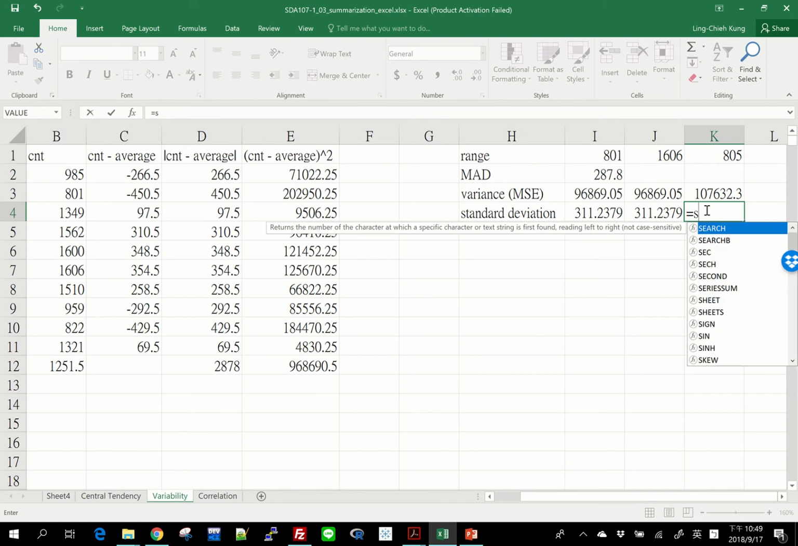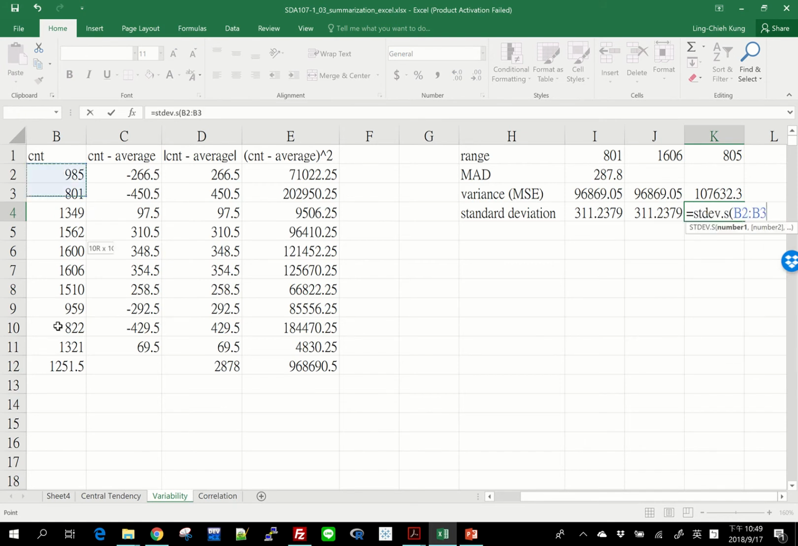So you also have STDEV.S, and of course, if you select these 10 values, you expect the outcome to be the square root of this particular number, the sample variance. So it's slightly larger, which makes sense. At this moment, please use the population version. But if in the future you know you are doing some kind of inference, then you should use the sample version. Thank you.